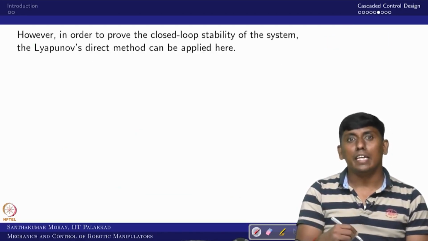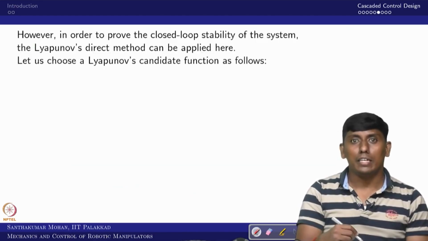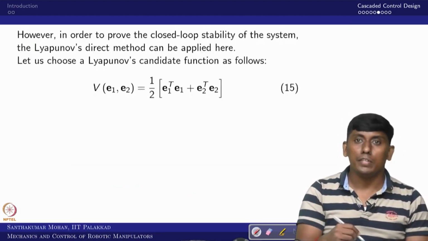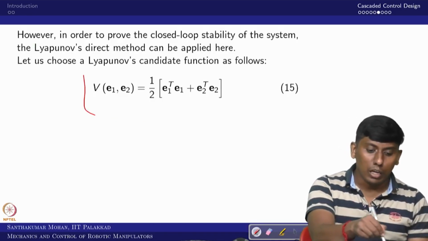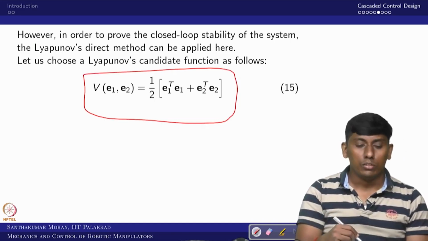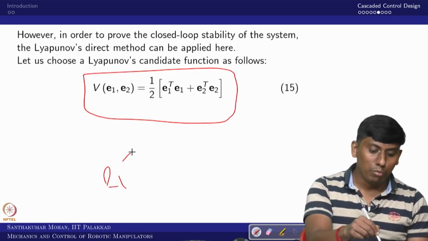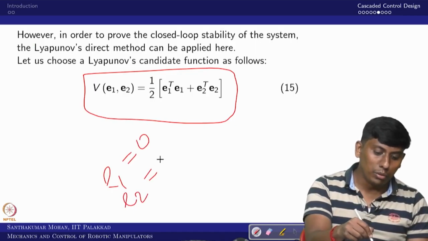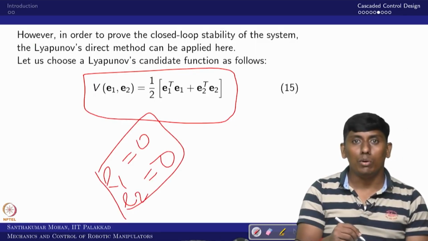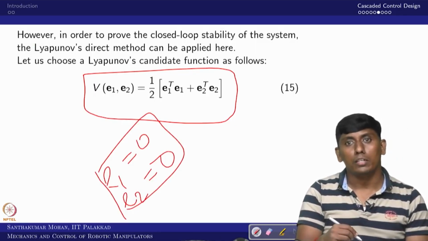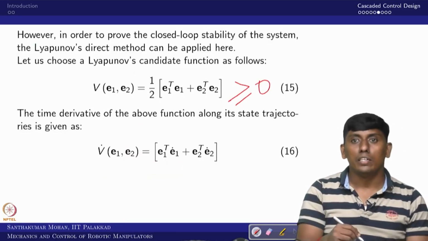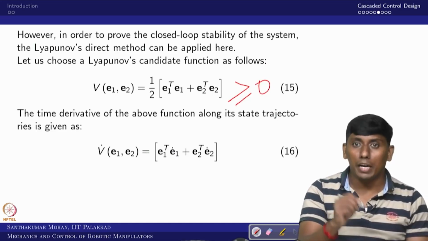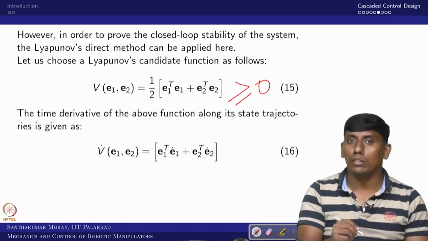For that we are taking the Lyapunov direct method, where we take a Lyapunov candidate function in this form: E1 transpose E1 plus E2 transpose E2. Now this is positive definite. When E1 equals 0 and E2 equals 0, then only V would be 0, otherwise it would be positive throughout. So this would be equal to 0 when E1 and E2 both are 0, right.